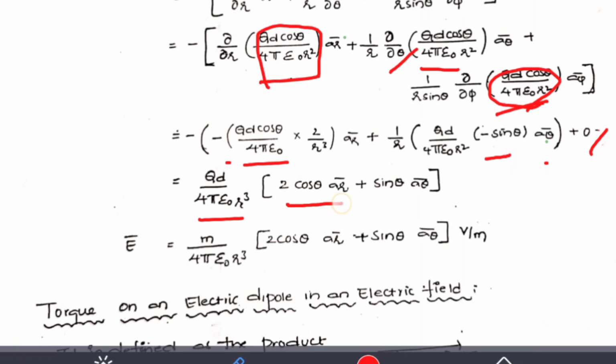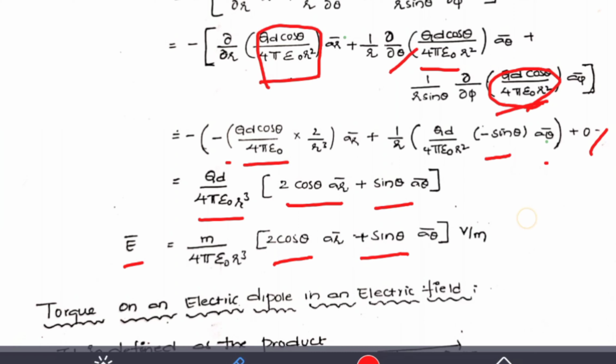That is, E bar equals, from the potential we obtained E bar equal to m by 4 pi epsilon naught r cube into 2 cos theta a r plus sin theta a theta volts per meter. That is, electric field intensity is denoted by volts per meter.